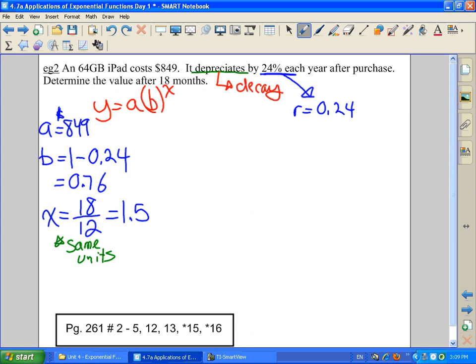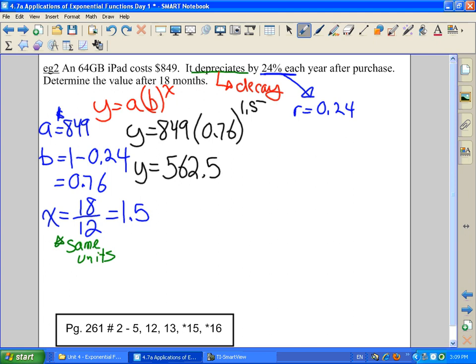All right, so let's plug this in, ladies and gentlemen. So what do I know? I know y equals a, which is 849, times my base, which is 0.76, all raised to my exponent 1.5. Plugging that in our calculator, you should get that it's $562.51.